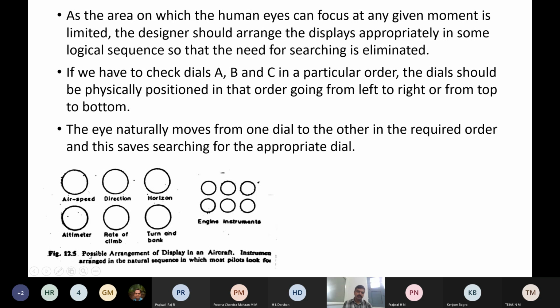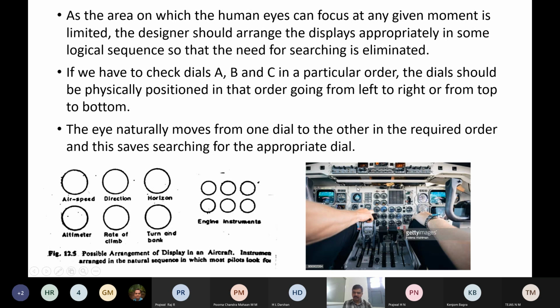So this is an example possible arrangement of display in an aircraft, instruments arranged in the natural sequence in which most pilots look. This is the display in an aeroplane. You can see there are a number of displays in an aeroplane. That's why it is very challenging to design HMI for any aeroplane. There are a number of displays and there should not be any confusion. So most of the concepts related to this HMI design will be considered by the designers of aeroplane.